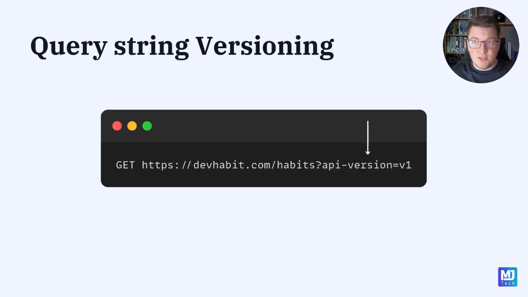Our second strategy is query string versioning. It's a bit more REST friendly because instead of making the version part of the URI, it's now moved to the query string as an additional parameter. This value can be required, but we can also omit it and assume that we want to use a default version if we don't specify it. This is something that we can configure on the application level.